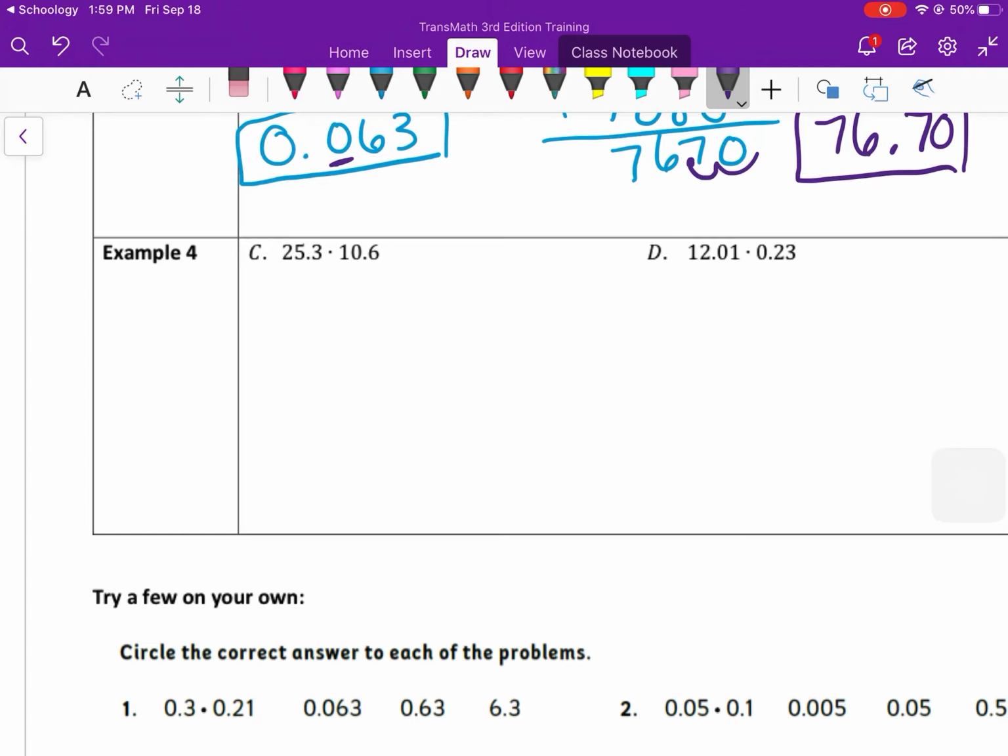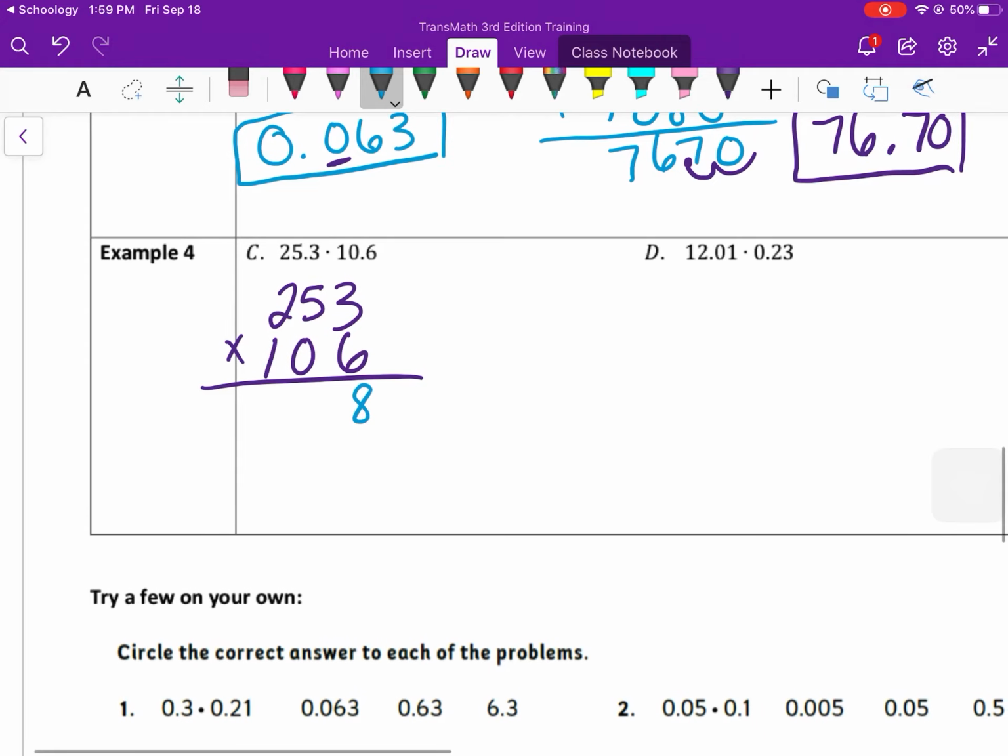Okay, let's just try a couple more. So 25.3 times 10.6 now. So I'm going to multiply these numbers without the decimal points. So 6 times 3 is 18, carry the 1. 6 times 5 is 30, plus 1 is 31. 6 times 2 is 12, plus 3 is 15.